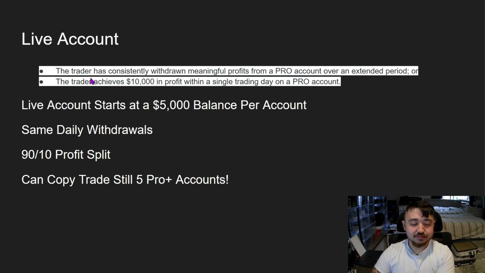So live account. What makes a trader go into a live account? A lot of people ask me this as well. This is directly from their website. The trader has consistently withdrawn meaningful profits from a pro account, a simulated funded account, over an extended period of time, or the trader achieves $10,000 profit within a single trading day on a pro account. So if you're consistently taking a bunch of payouts and TakeProfitTrader sees that and you're doing good, they might want to move you to a live account. Depends on the risk team and all that. And or if you make $10,000 in a day on a pro account, you could be moved to live.